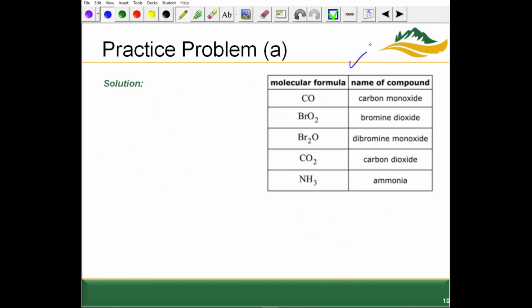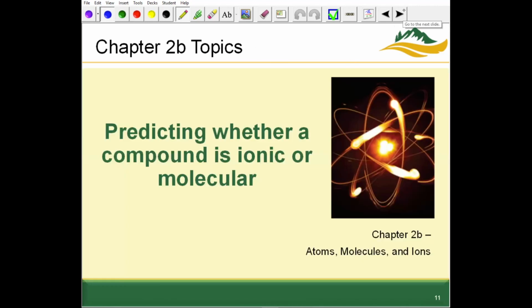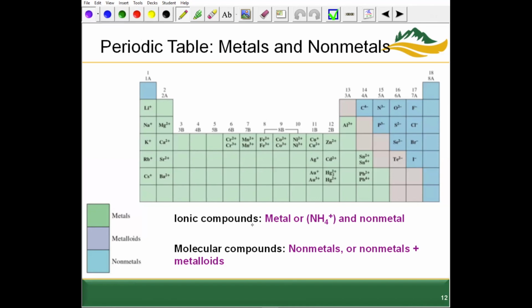Here are our solutions. Now the next topic is predicting whether a compound is ionic or molecular. So this is an important topic here. Remember, an ionic compound will have a metal and a nonmetal. Molecular will have all nonmetals. The additional exception to ionic compounds, we learned about this last time.